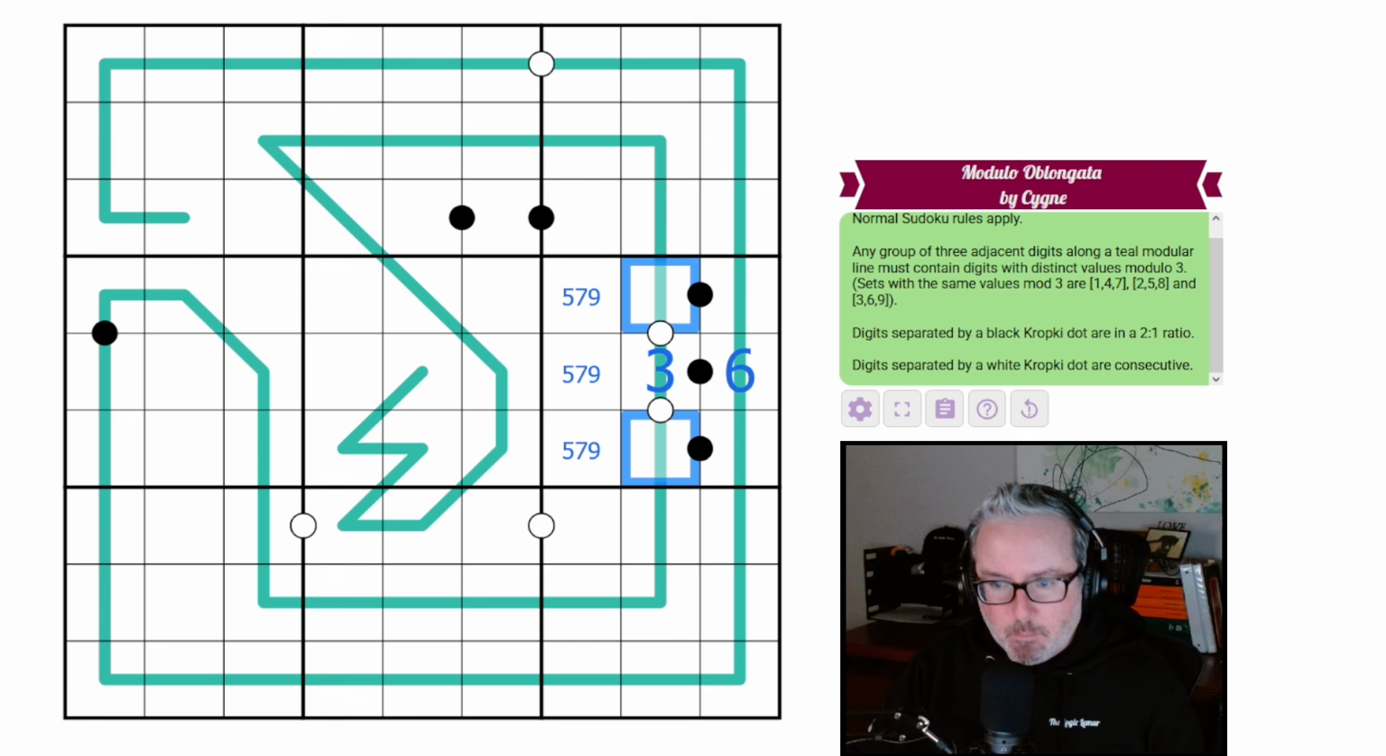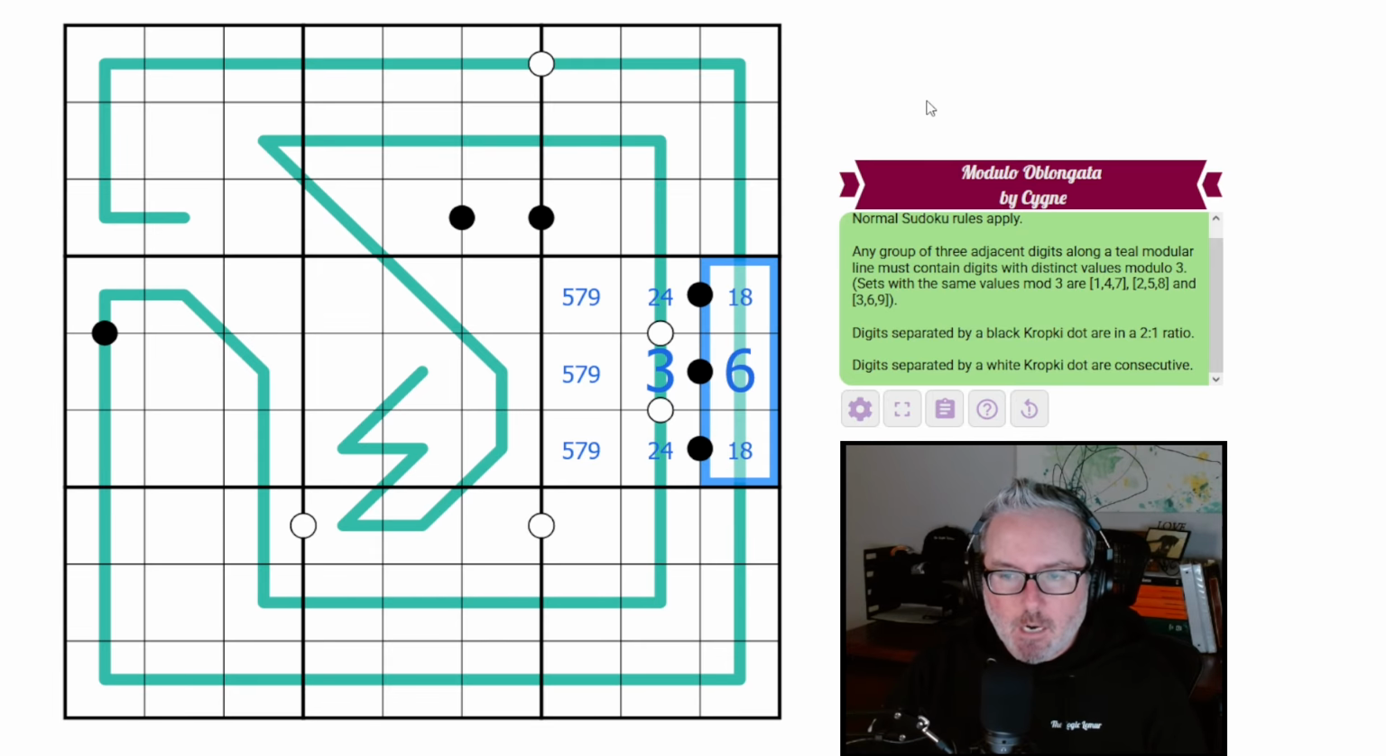And then these will be 2 and 4. These will be 1 and 8. And as you'll see, we have a 3, we have one from the 2, 5, 8, and we have one from the 1, 4, 7. Same will go for these guys. So we are on to our Modulo Oblongata.